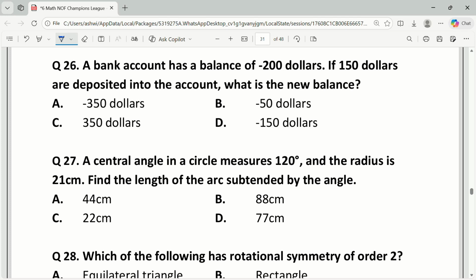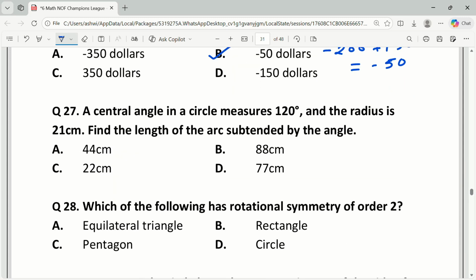Question 26. A bank account has a balance of minus $200. If $150 are deposited to the account, what is the new balance? To find the new balance, add the deposited amount to the initial balance. That is minus 200 plus 150, which is equal to minus 50. Comparing with the options, the answer is B, minus 50.